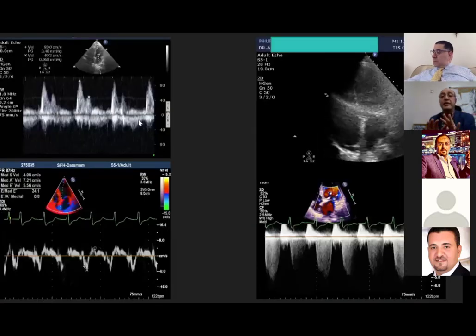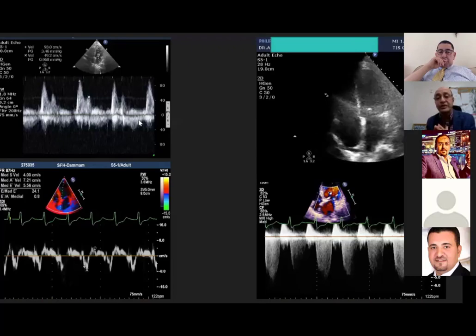You can just by eyeballing look at the left ventricle and right ventricle contractility. Look at this apical four chambers. The left ventricle is poorly contracting. Do you imagine that this type of patient can be weaned? Look at the diastolic dysfunction here.